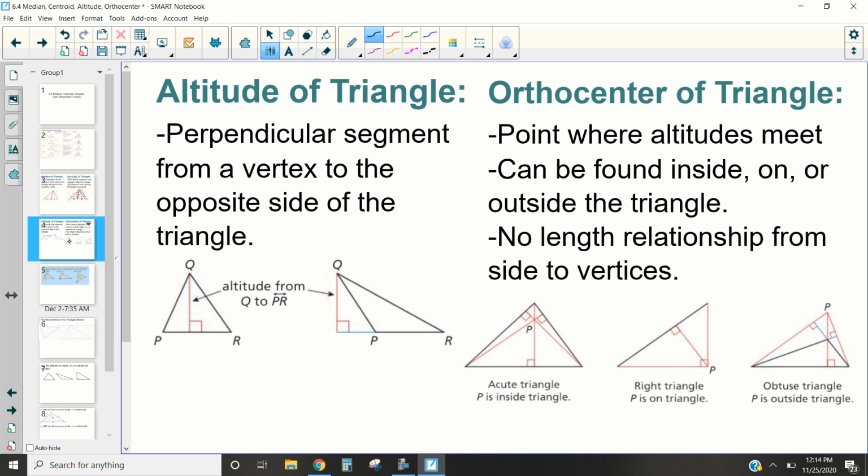So think of when we had to calculate the area of a triangle, and we do base times height divided by 2. Well, that height that we were calculating was actually the altitude of the triangle. We just never called it that. We just called it the height. So the altitude is the perpendicular segment from a vertex to the opposite side of the triangle.